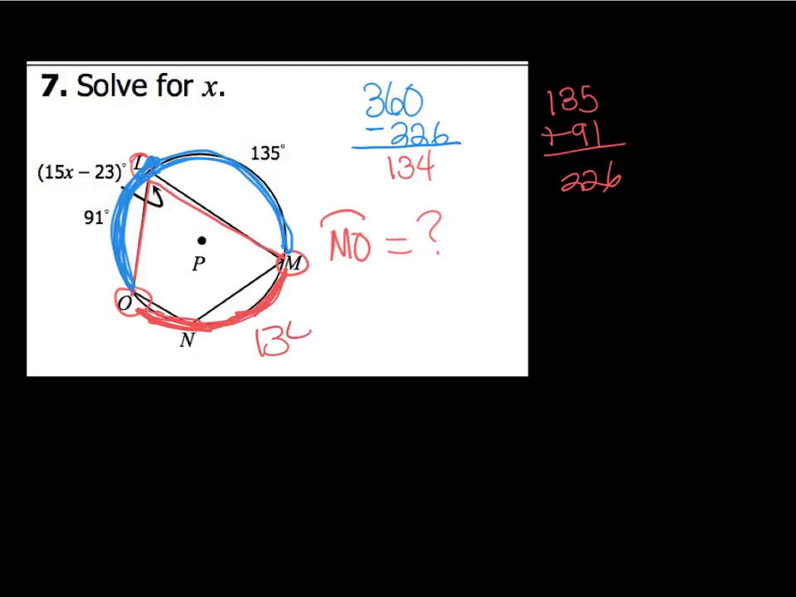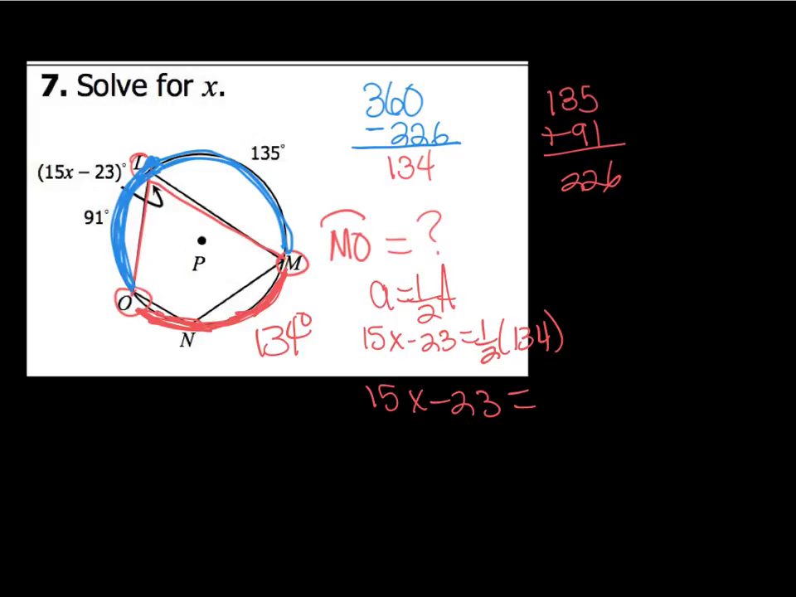is 134 degrees. Well, now we know the angle is equal to half of the arc. The angle, which is 15x minus 23, is equal to half of the arc, which is 134. We are going to take half of 134, and we're going to solve this problem. And when we do, we get x is equal to 6.